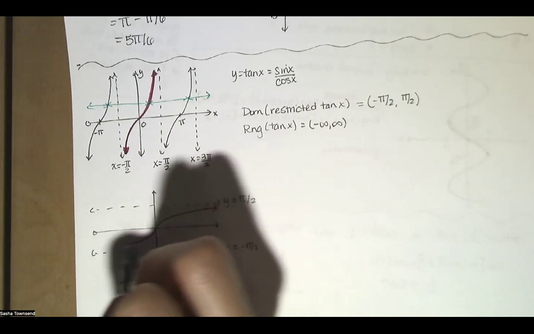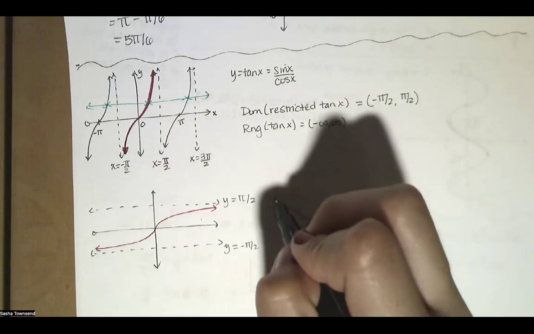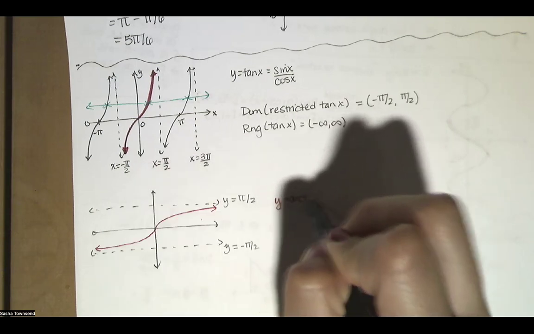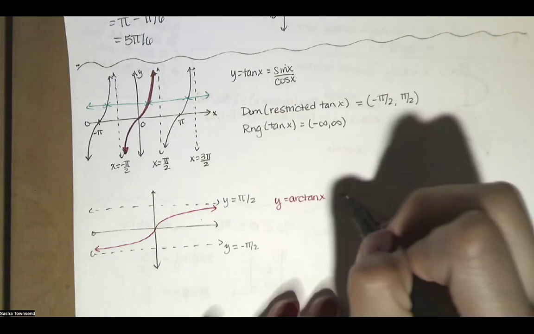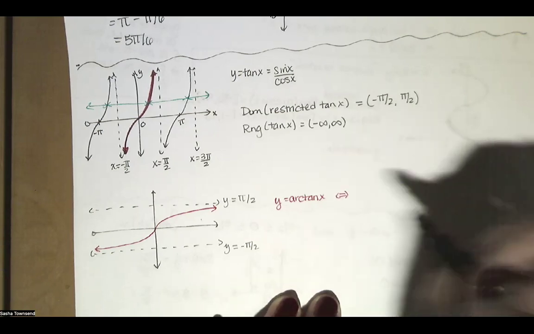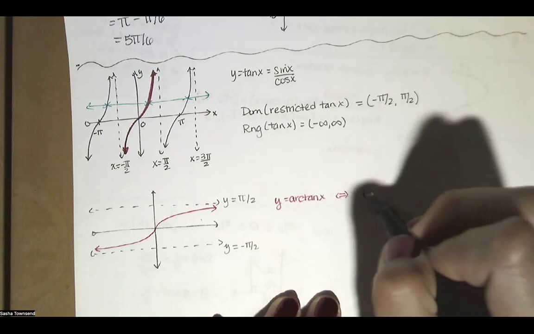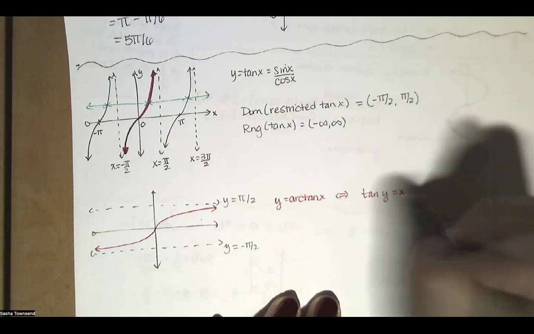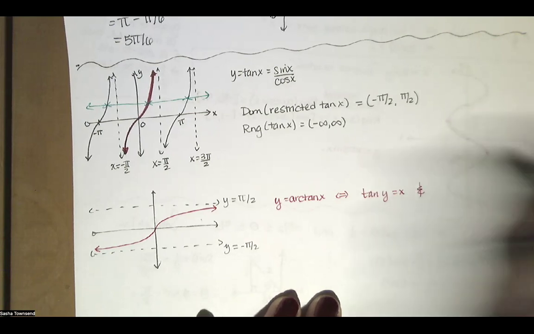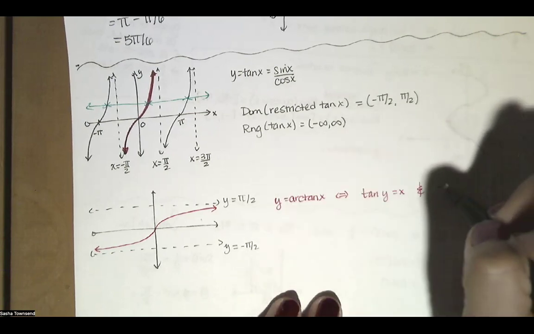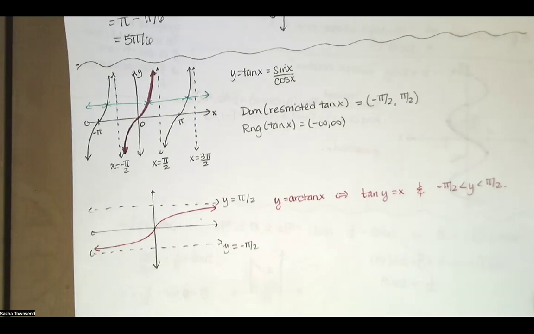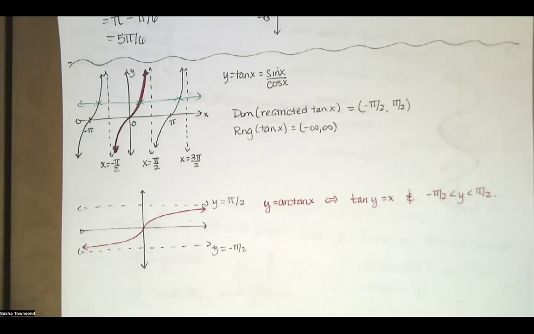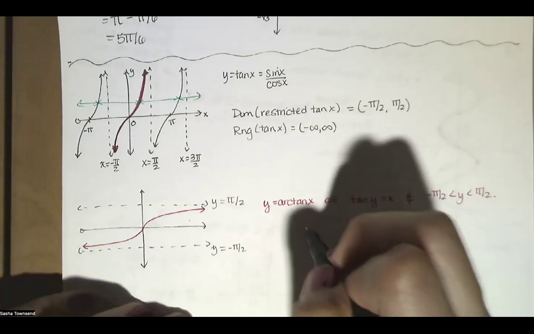And it looks like this. This is y equals arctan of x, and that is equivalent to the following statement. If y equals arctan of x, then tangent of y equals x, and y lies between negative pi over 2 and pi over 2. So when I'm evaluating an arctangent, I'm always thinking about being in quadrants 1 or 4.